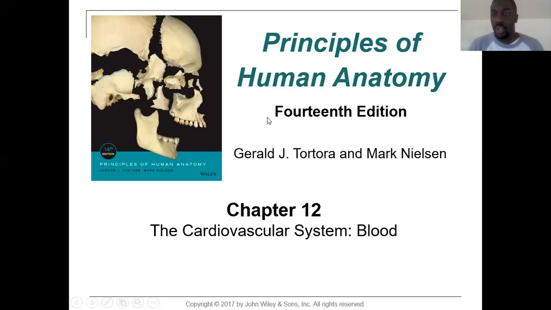Okay, so today we are going to be going over the cardiovascular system, and we're going to be talking about blood specifically first, and then we're going to be looking at the heart. Okay. So what's kind of interesting about the cardiovascular system is it essentially works like a system of roadways.